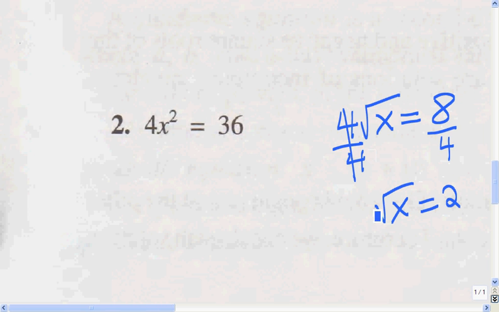Then to get rid of the radical, I would use the inverse of the square root function, and the inverse of the square root function is the square function. So I would square both sides, and I would get x equals 4.